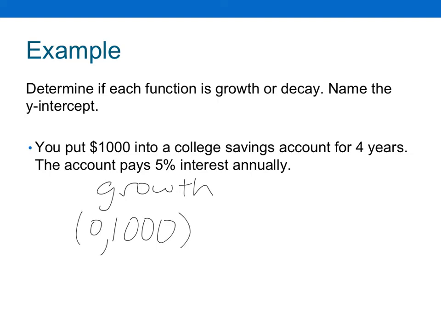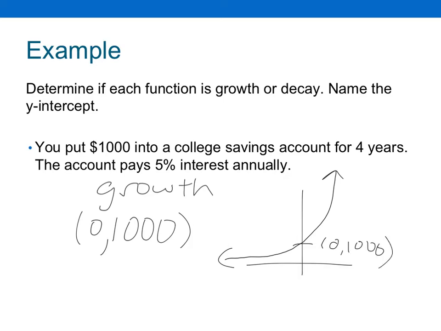That's where it's going to be starting, and then over the 4 years it's going to grow. So it's going to look something like this. And my y-intercept is going to be (0, 1,000). But it's a growth function, so it's going up and to the right. And I can tell over time how much money I'm going to have. Each x value will be like a year. We're going to calculate some of that stuff here in the future. I know you're super excited.